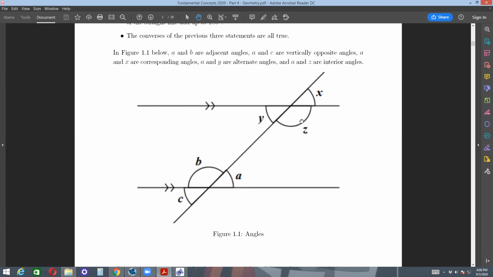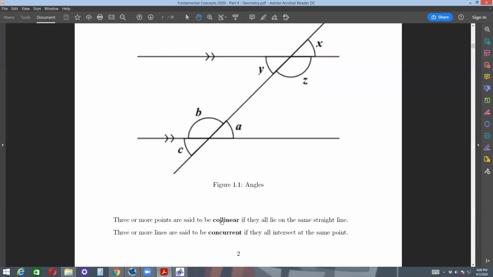A and Z are interior angles, they add up to 180. Similarly, B and Y are interior angles, they add up to 180. Now if you have two lines, this is assuming the lines are parallel. If you have two lines and a line cutting those two lines, and if you can show that, for example, this angle down here is equal to this angle up here, then that implies that the lines are parallel, because that's the only way it's going to hold. So the converse of all of these things are all true.